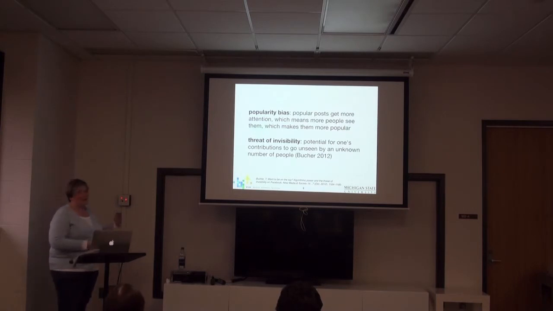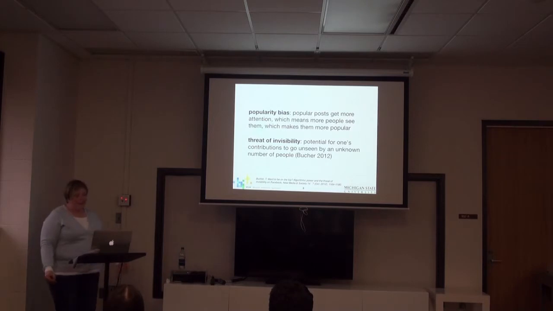But the opposite of the popularity bias is the threat of invisibility. That happens, and you may have had this experience too, when you post something maybe really late at night or really early in the morning, and you think a lot of people are going to see it, and it just doesn't get any likes at all. And you're like, crap, why did that happen? Well, it's because it didn't get a lot of attention. And if it doesn't get ranked high for other people, then they're not going to get a chance to interact with it, and so it might become invisible.